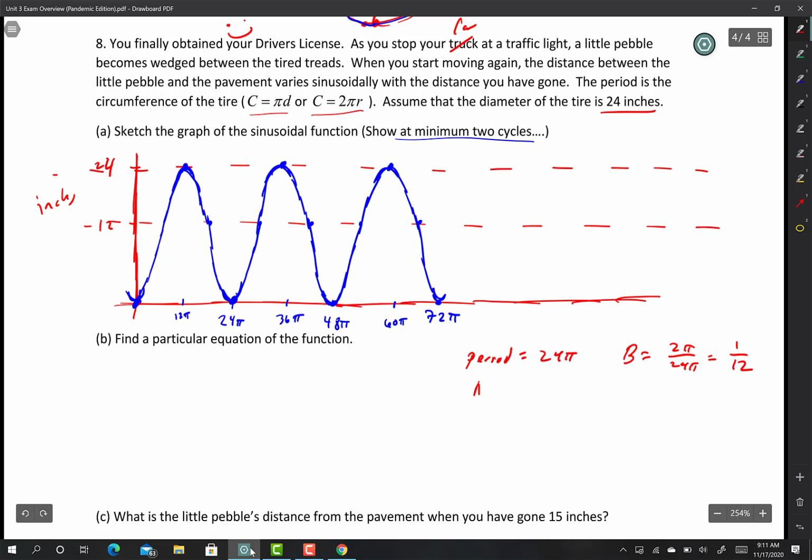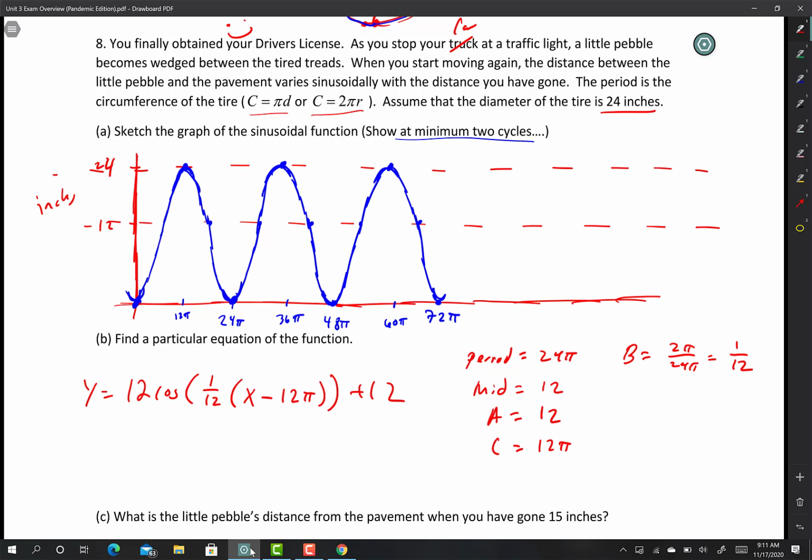The midline, or the sinusoidal axis, is going to be at 12. The amplitude is going to be 12. And my phase shift, if I want to use cosine, I'm going to say that that's 12 pi. 12, 12, 12. 12 everywhere. Y equals 12 cosine of (1/12)(x minus 12 pi), close, plus 12. 12 all over the place, guys.